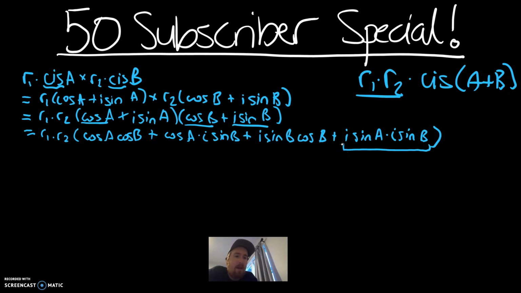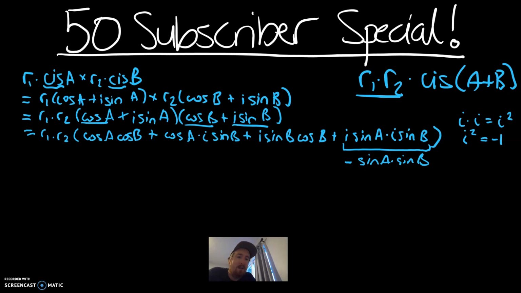So just that part there. And just some things to note on the side. I times I becomes I squared, and I squared is equal to -1. So we're going to change that portion to negative sine A times sine B. So that's now the negative version of itself.